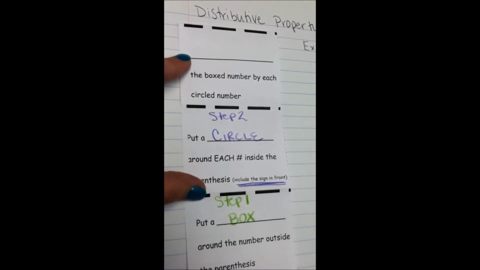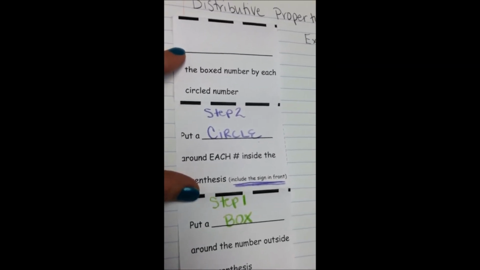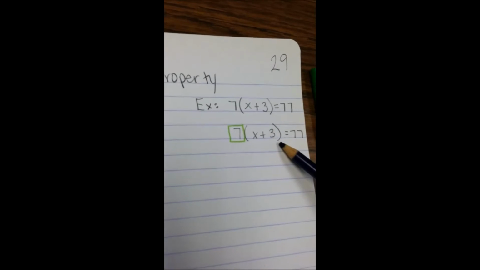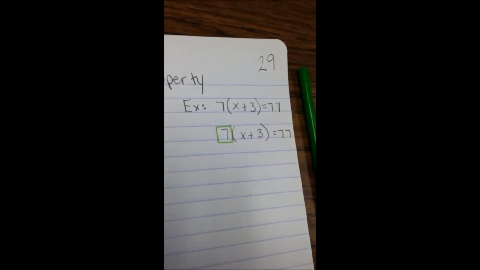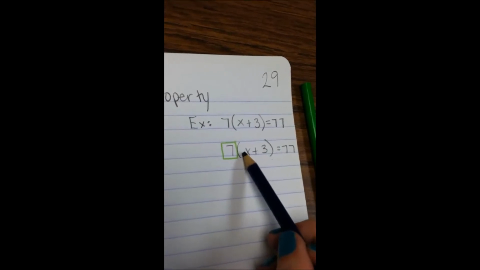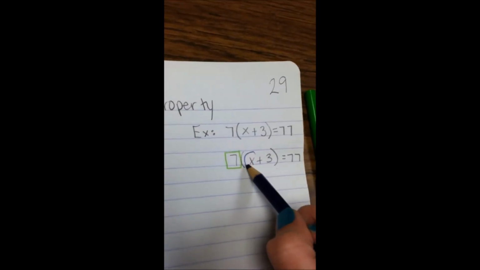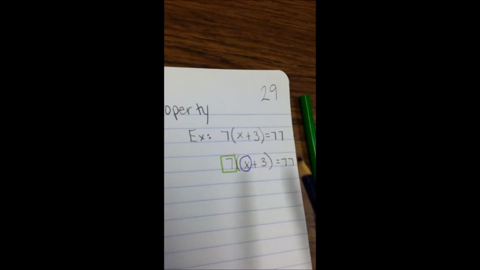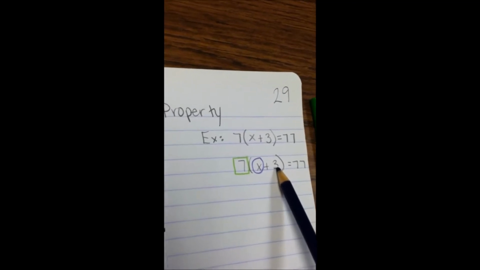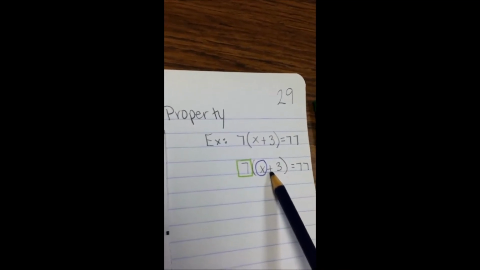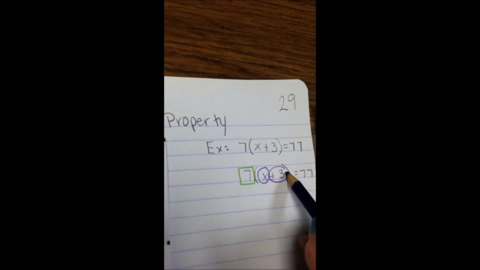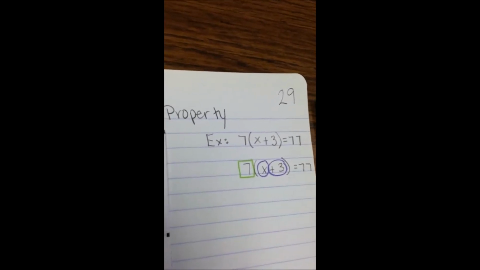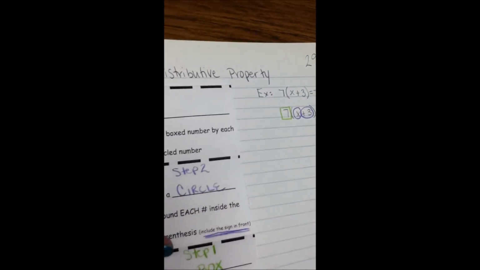Now I'm going to go back to my example up here. It says put a circle around each of the numbers inside the parentheses. So the x, and since there's nothing in front of the x, I'm just going to circle the x. Then the 3, but there is an addition sign in front of that, so I am going to circle the plus 3. Okay, that equals 77.